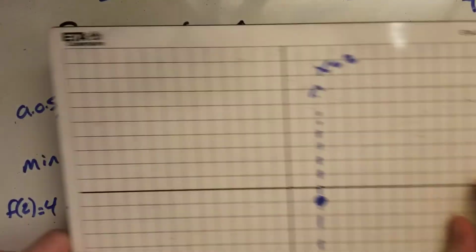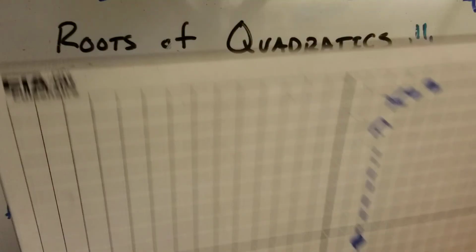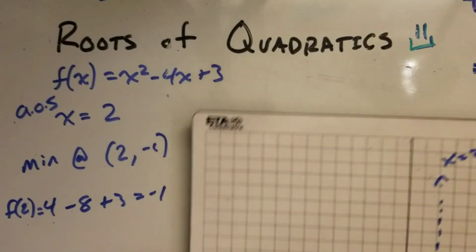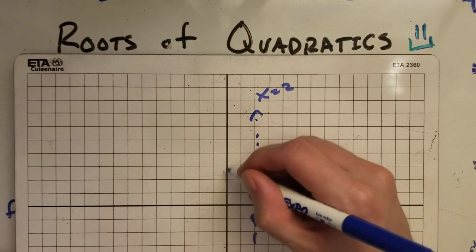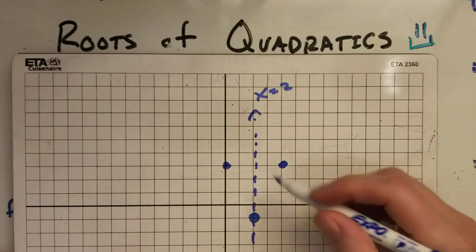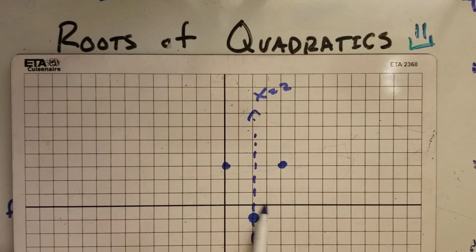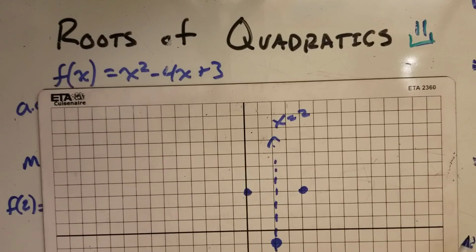We open upward, so we're definitely going to have roots here. We're going to have 2 of them, and let's find out where they are. We have a y-intercept of 3, so 1, 2, 3. We can use symmetry. Clearly our root is going to be somewhere in this area. So let's just check and see if 1 and 3 work.